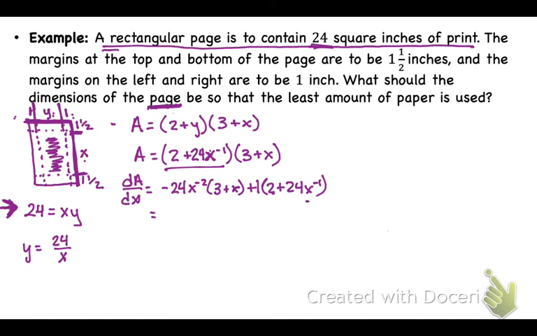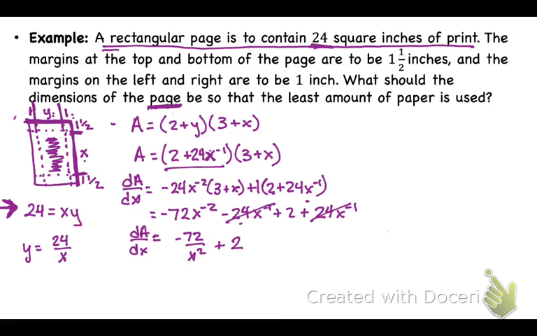So I got negative 72x to the negative 2, and then minus 24x to the negative 1, and then plus 2 plus 24x to the negative 1. So I have these two zero out, don't they? That's much nicer. So this would be negative 72 over x squared plus 2, wouldn't it?